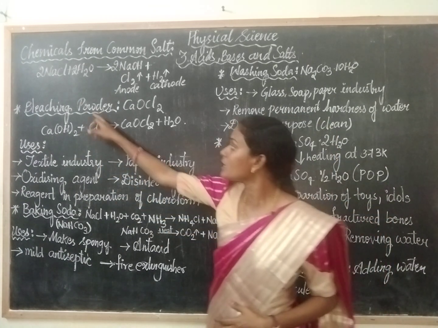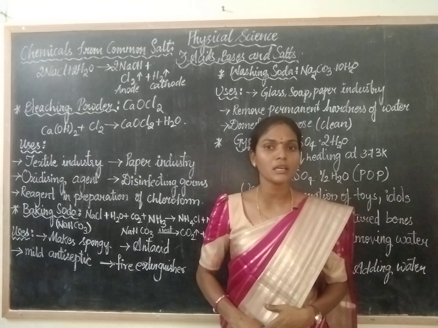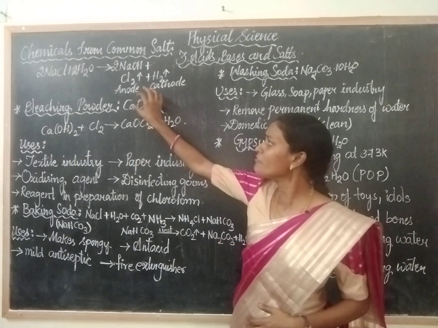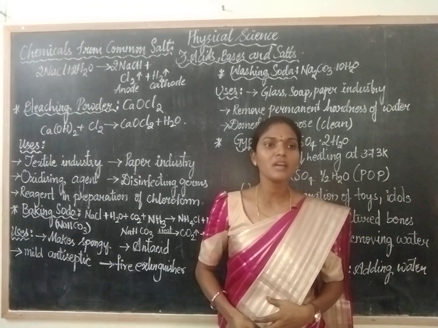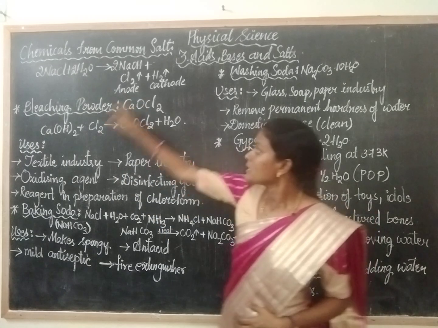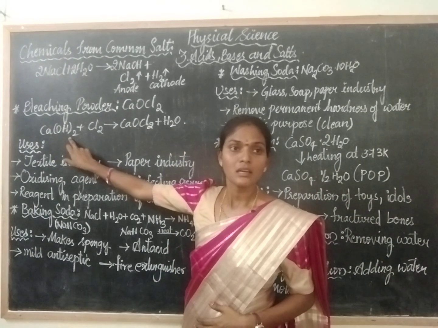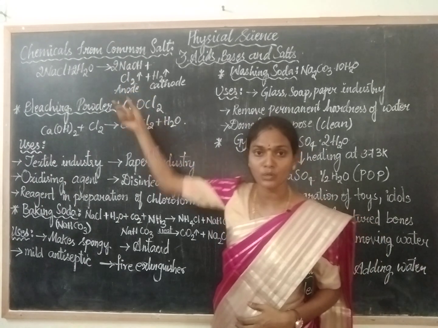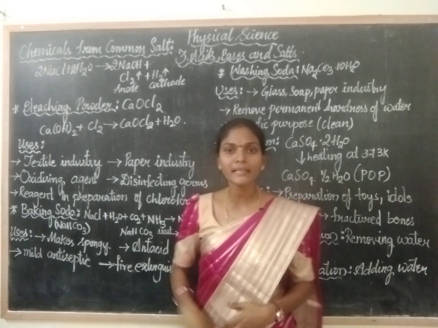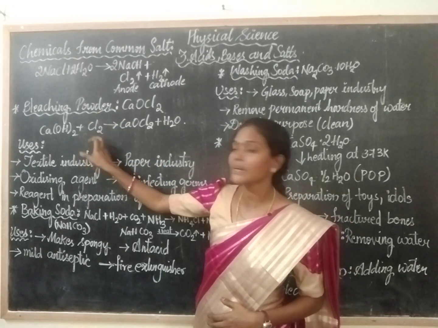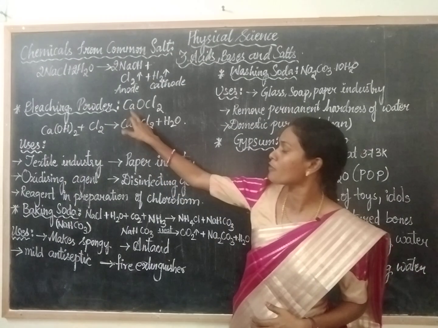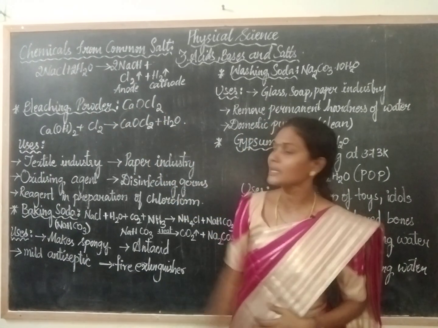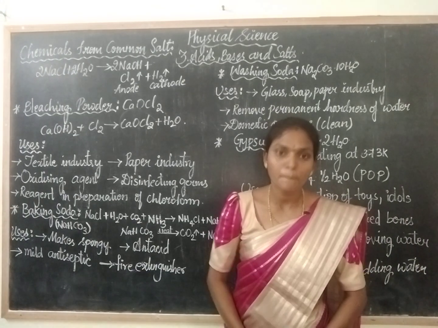What is bleaching powder? The chemical formula of bleaching powder is CaOCl2. How do we get this bleaching powder? Take calcium hydroxide, and to that calcium hydroxide add the chlorine gas which is evolved at the anode. If I combine that chlorine gas with calcium hydroxide, I get CaOCl2 plus H2O. This CaOCl2 is called bleaching powder.